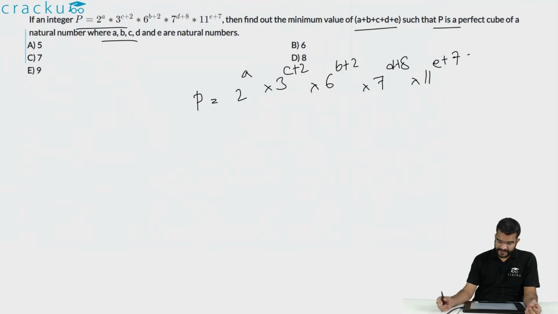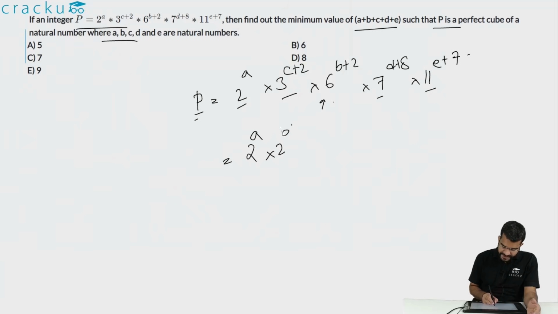Now, if we have the prime factorization of p, then we can easily calculate whether it is a perfect cube or not. Here 2 is a prime, 3 is a prime, 7 and 11 are primes, but 6 is not a prime. So let us divide 6 into 2 and 3. So this will equal 2 to the power a into 2 to the power b plus 2 from 6 to the power b plus 2. This is the value of p into 3 to the power c plus 2 into 3 to the power b plus 2.